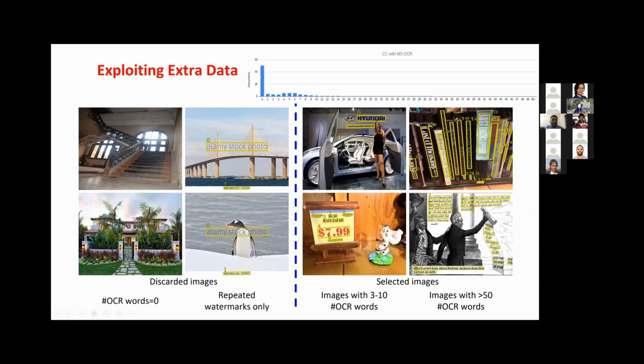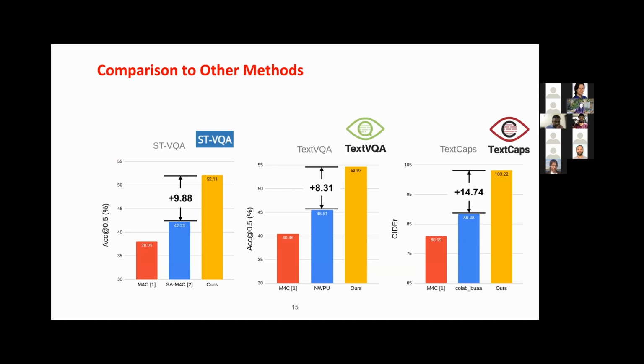Specifically, we discard CC images with no detected text or with watermarks only. We then use the selected images for pre-training. The upper figure shows the number of text words detected in original CC images, and the bottom images are examples of the discarded and selected images from CC. With pre-training on this large CC OCR dataset, our method outperforms the state-of-the-art by a large margin.